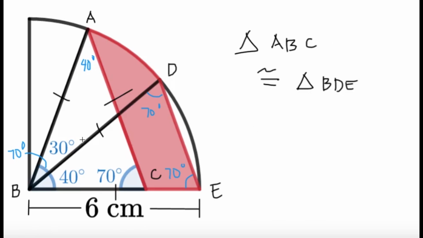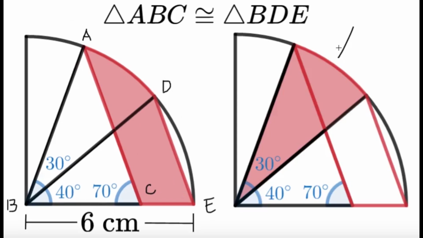Because they're both isosceles, and then the pair of sides must be the same in the isosceles triangle. They have the same lengths. They're all 6 centimeters, essentially. So with this, I'm going to propose that we can rewrite this shaded region, or redraw this shaded region, reposition the pieces here into this.